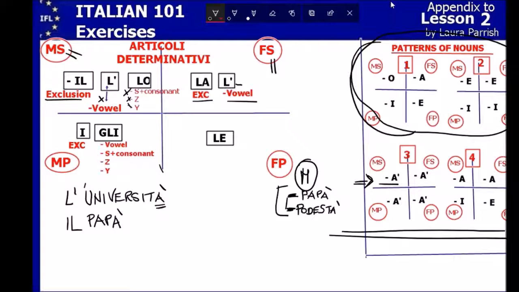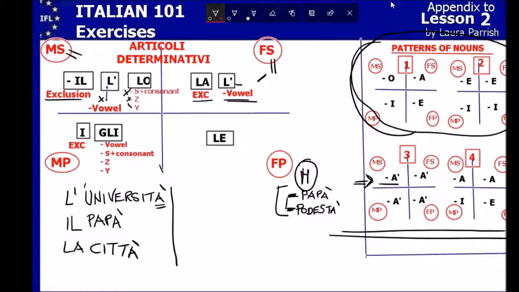Now let's take another one from here, for example, città. Città means city, town, like the city of Atlanta, right? So città. We know they are all feminine, so we go here, okay? And it doesn't start with a vowel, so it's la città.